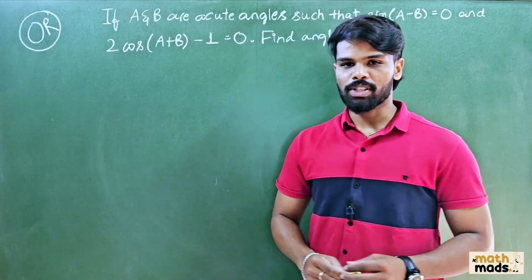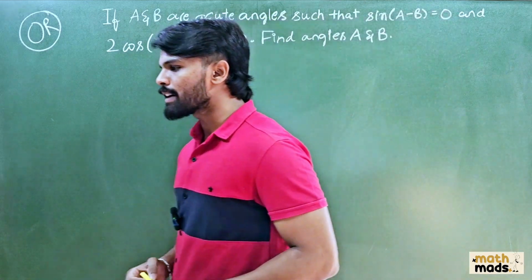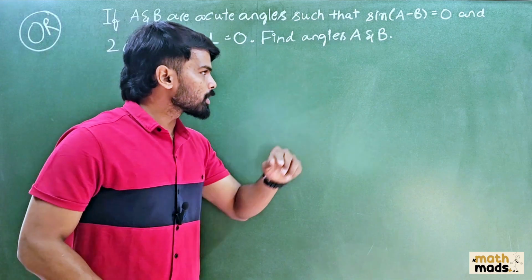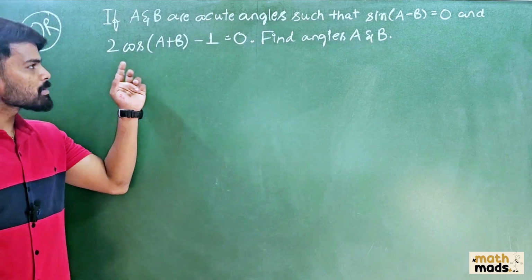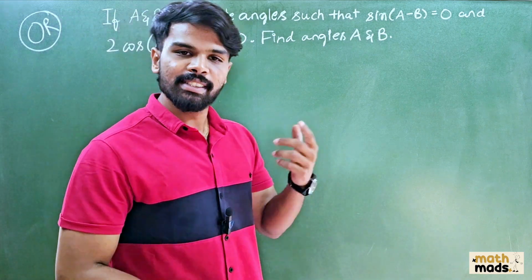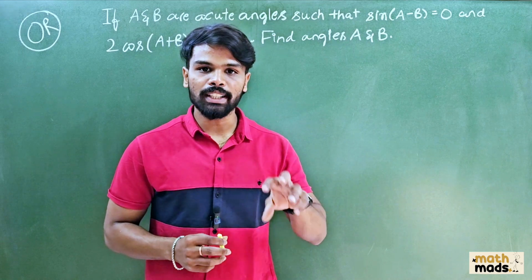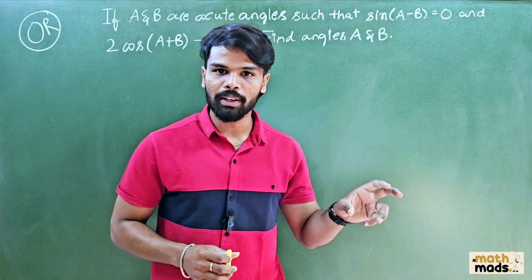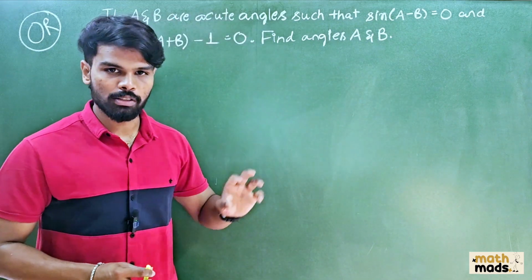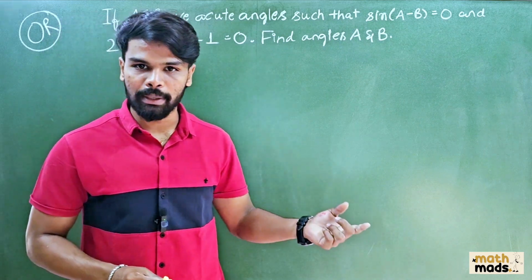So now let's solve the next question. This is the 25th OR question. The question is like this: if A and B are two acute angles such that sin A minus B is equal to 0 and 2 cos A plus B minus 1 is equal to 0, find the angles A and B. Now, since this is an OR question, what was the previous question which you solved? It involved trigonometric values. You took the values and you solved the problem. Okay. Maybe similar to that, this problem will also be there. But if you observe correctly, nowhere it is given, you should use the trigonometric values.